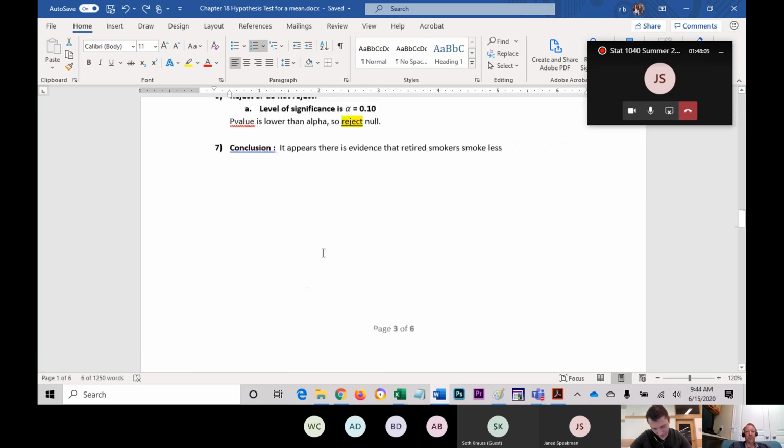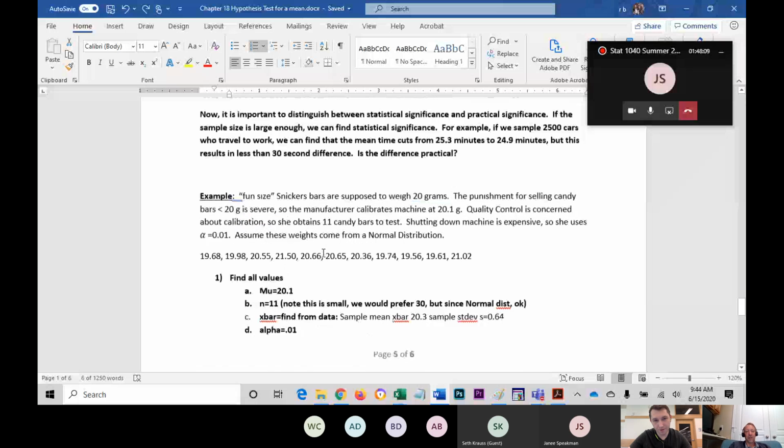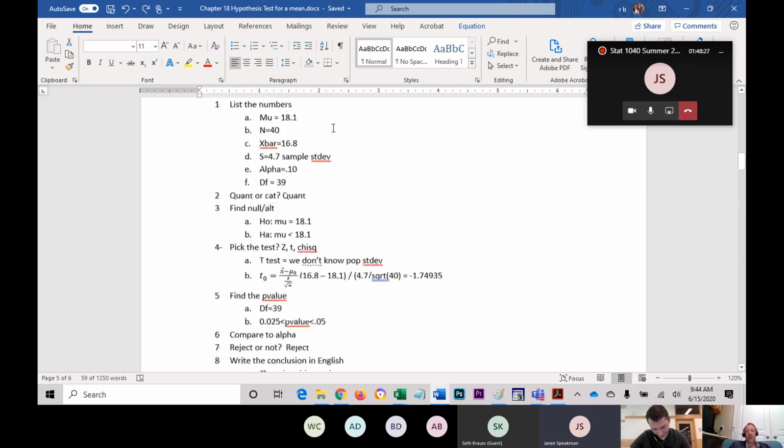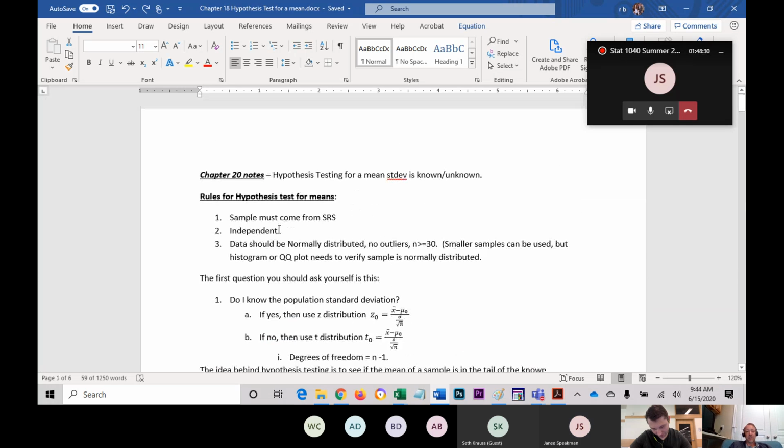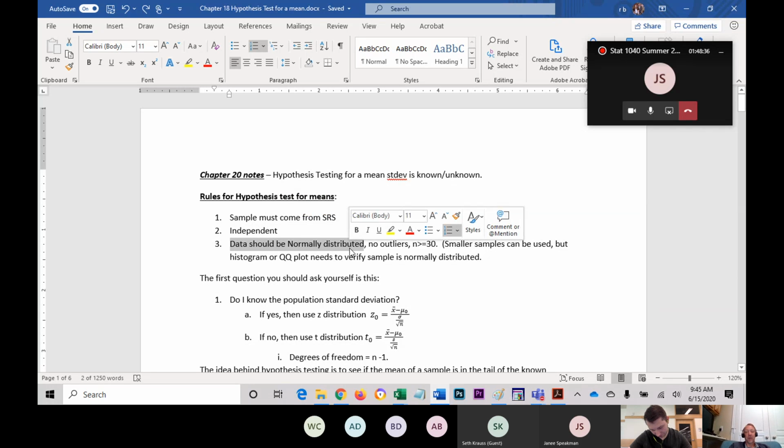By the way, does that say it came from a simple random sample? I forgot to check that. Oh, it didn't say it was random. So we don't know that this is random. That could be a bad thing. Okay, so we didn't say that it came from a random sample, so that would break one of the rules. The other rule is it must be independent. We didn't say it was independent, but we will assume it is. And rule number 3 is it has to be normally distributed.